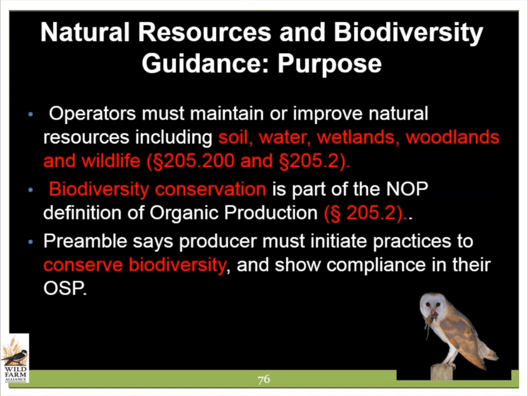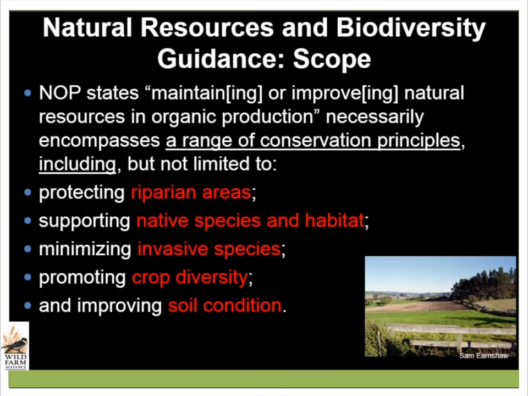So what exactly is the guidance talking about? It refers to 205.200 and the definitions in 205.2 to say that operators must maintain or improve natural resources, including soil, water, wetlands, woodlands, and wildlife. The definition of organic production says that you must conserve biodiversity, and the preamble to the regulation says that producers must initiate practices to conserve biodiversity and to show compliance in their organic system plan, which is like a farm plan.